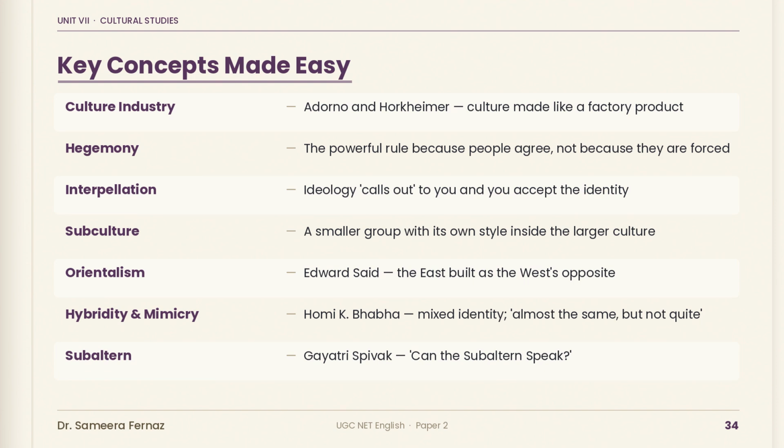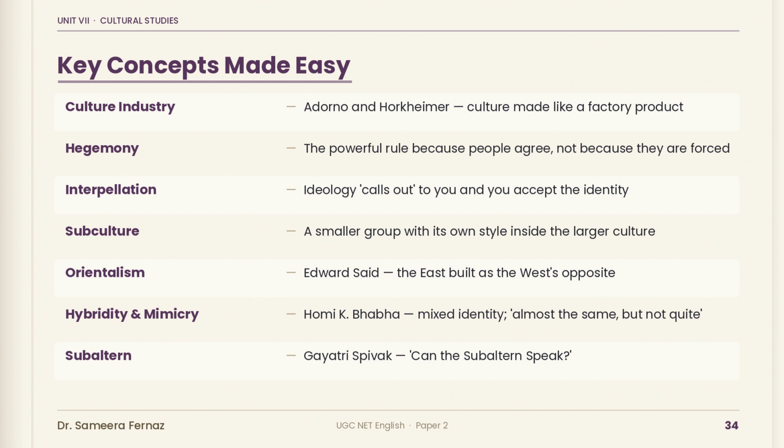Cultural industry is a term by Adorno and Horkheimer, meaning culture produced like a factory product. Hegemony means the powerful rule because people agree, not because they are forced. Interpellation means ideology calls out to you and you accept the identity it offers. A subculture is a smaller group with its own style inside the larger culture.